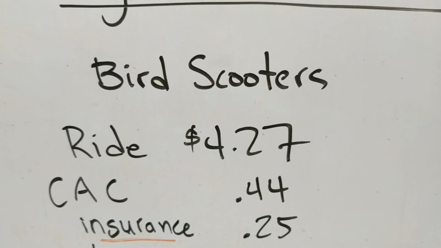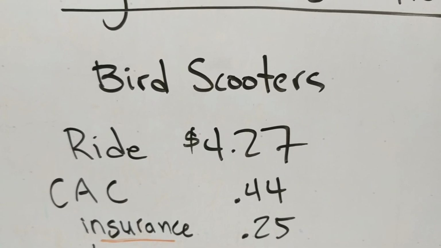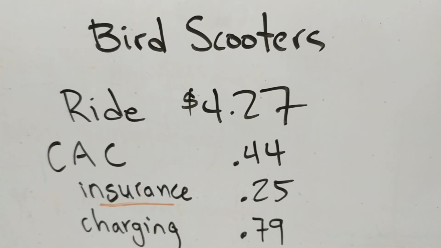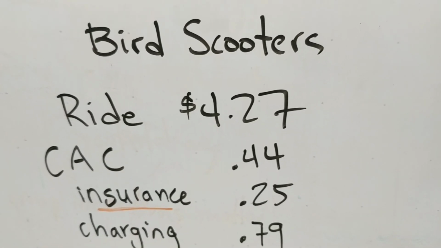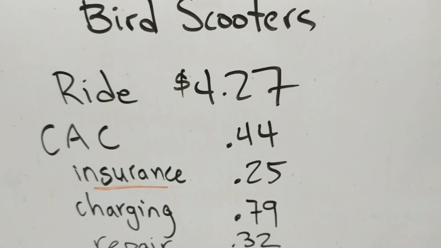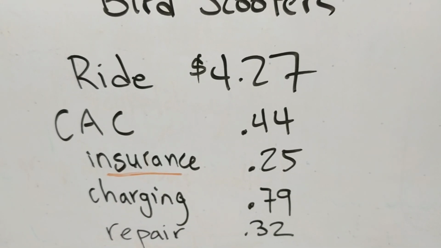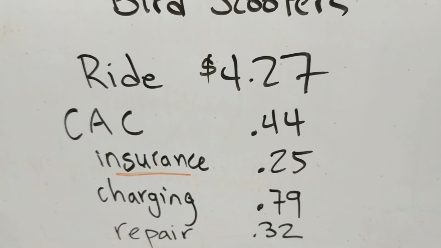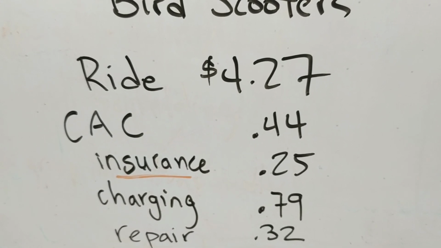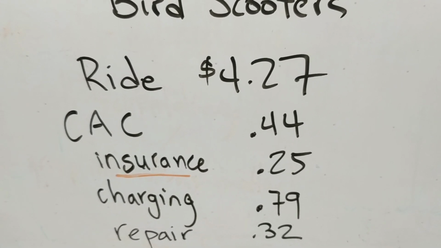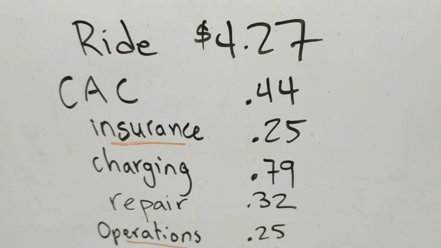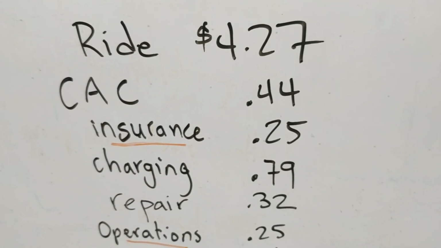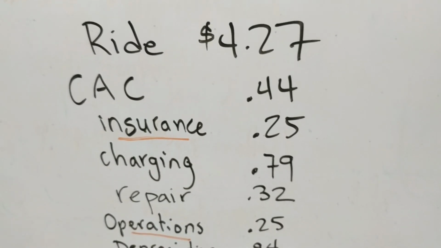They do have to pay some insurance, and that works out to about 25 cents a ride. There's some charging, and it turns out that they have to spend about 79 cents per ride on charging. There's some repairs they've got to think about, and on average, the repairs factor out to about 32 cents per ride when you take all the repair costs and divide them by the number of rides. There's some operations and support things they have to do that end up costing about 25 cents a ride.